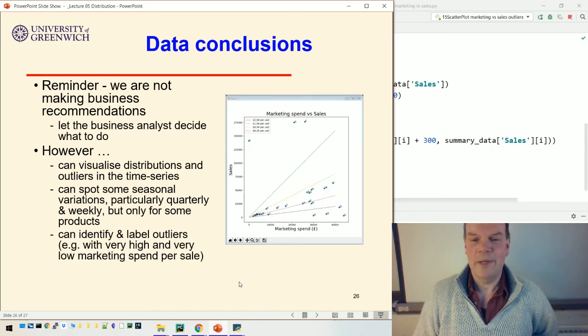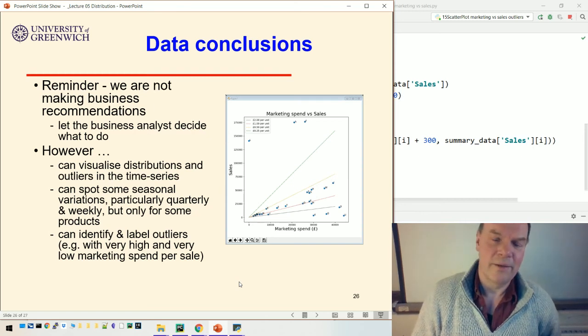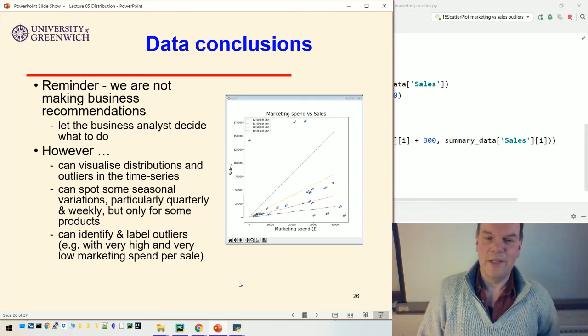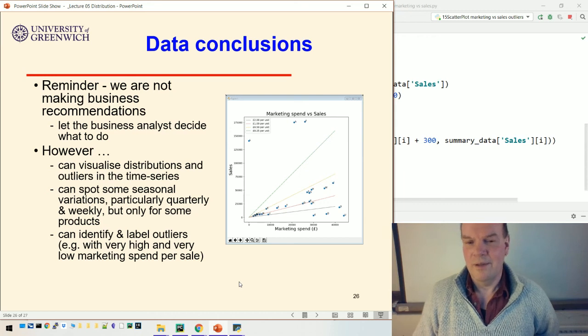And when we go back to data that isn't time series, we can identify outliers, perhaps with very high and very low marketing spend per sale. Not saying that that's too much or too little, it's just saying that that's out of the ordinary, because the ordinary there is sort of between the orange and the red lines. The very high sellers are very low marketing, and there's certain very low sellers that are very high marketing.